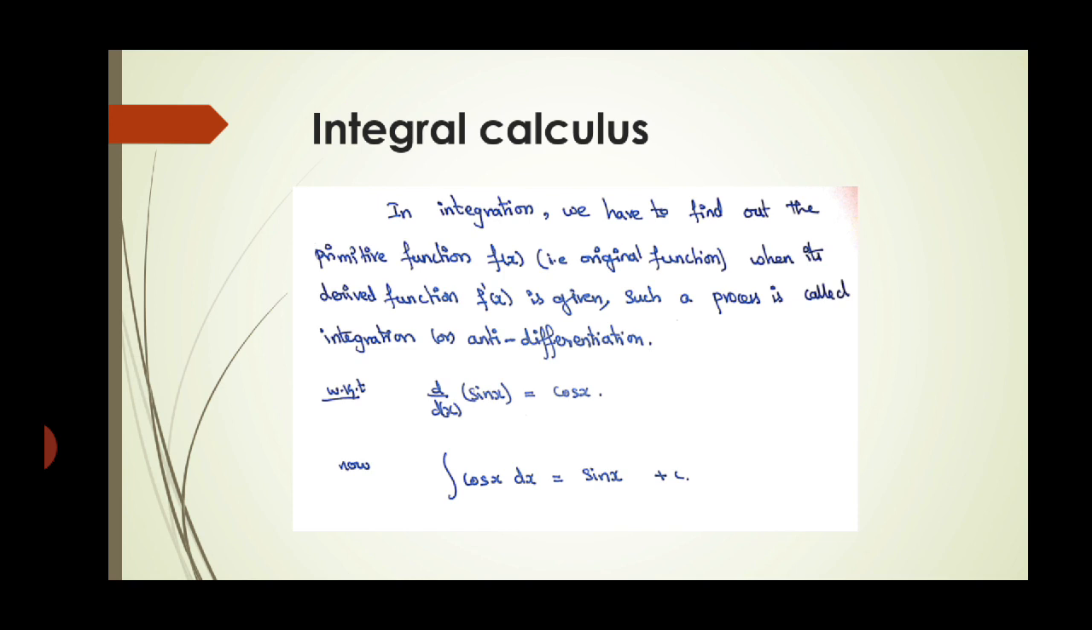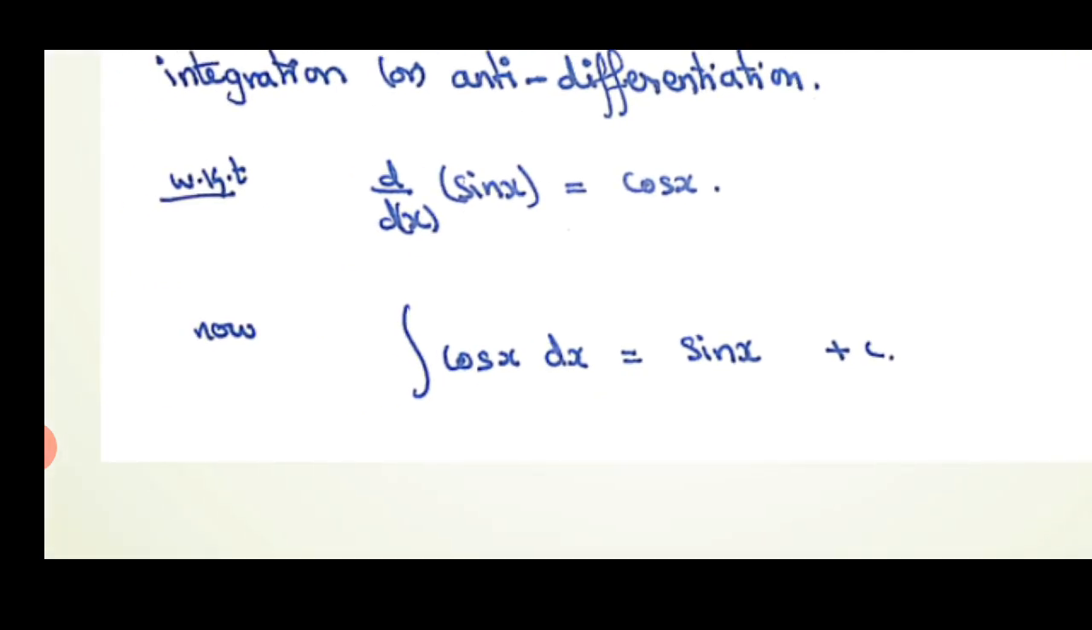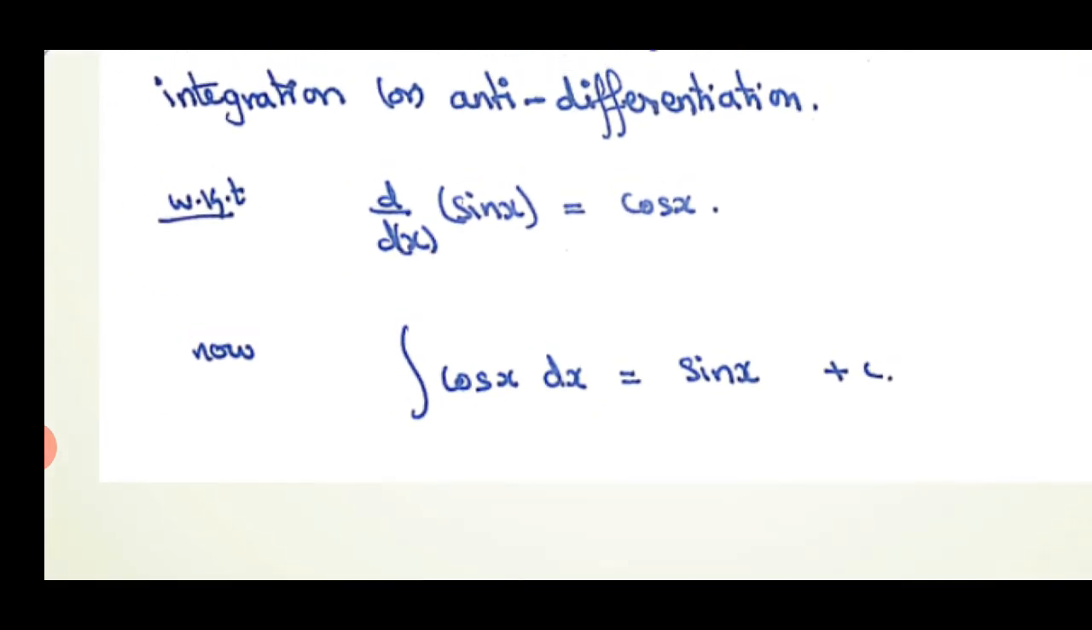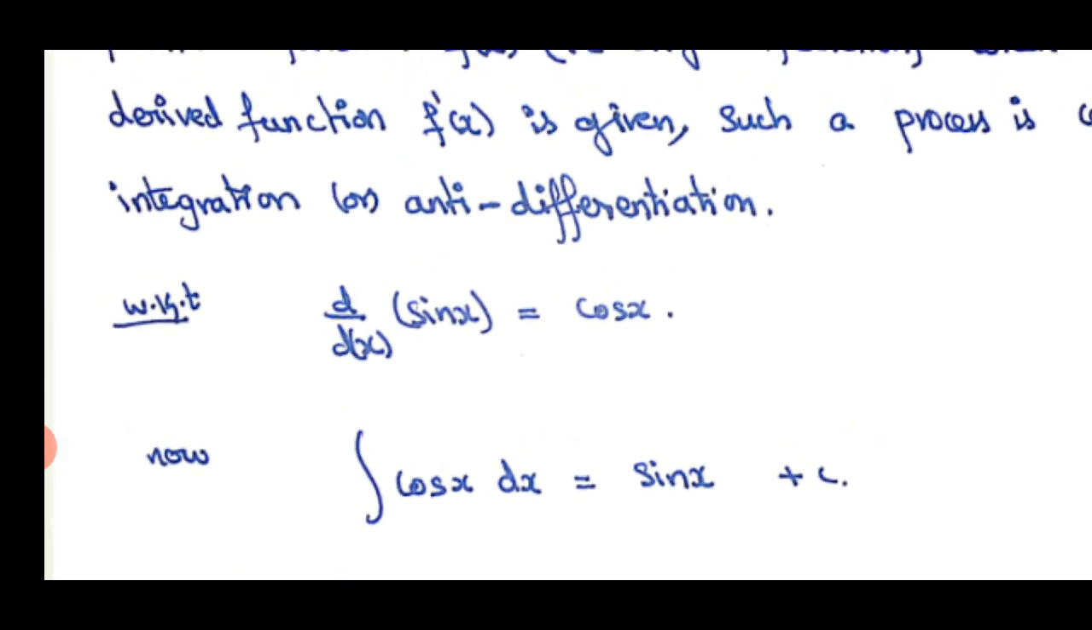There is an example given. d by dx of sin x is equal to cos x. This is a differentiation rule: the derivative of sin x is cos x. But in integration, they will give the derived function, that is the answer part. Cos x they will give. You can see a long S symbol here. This symbol, the S symbol, is called integral. So integral cos x dx is equal to sin x. That is, cos x is the derived function of the sin x function. This is called integration.